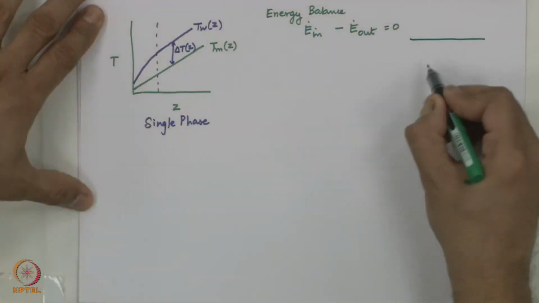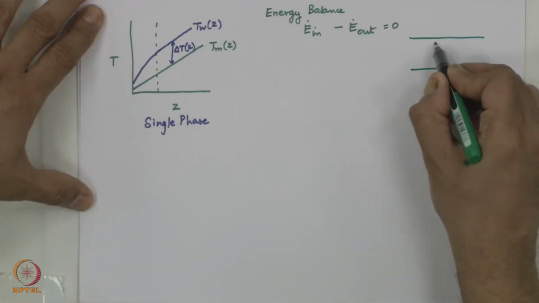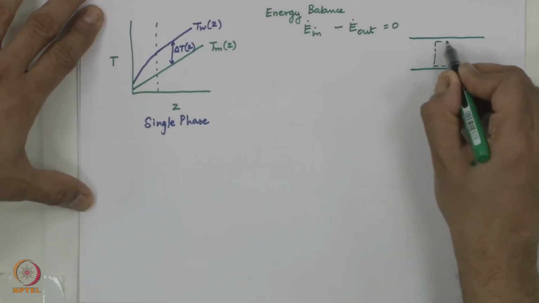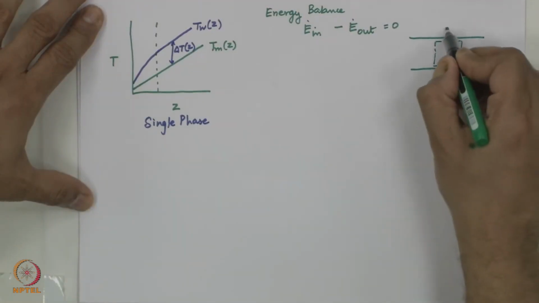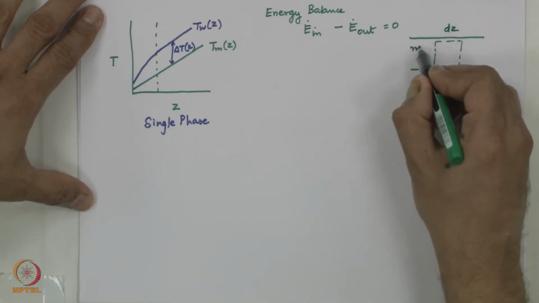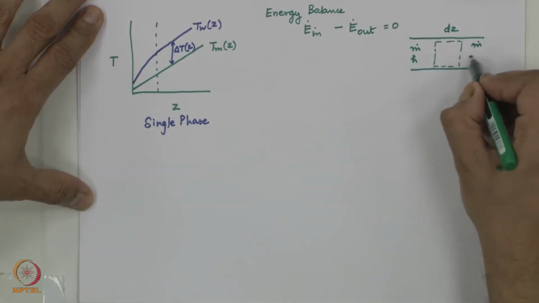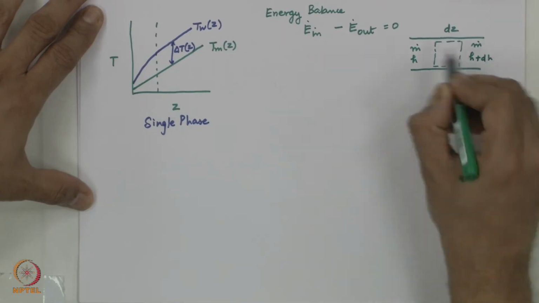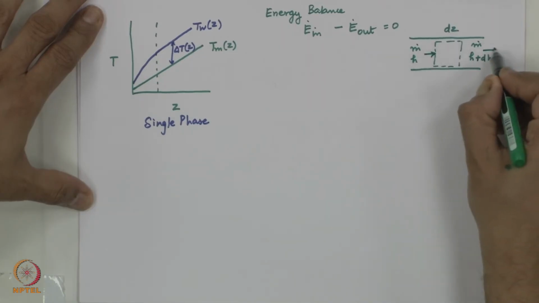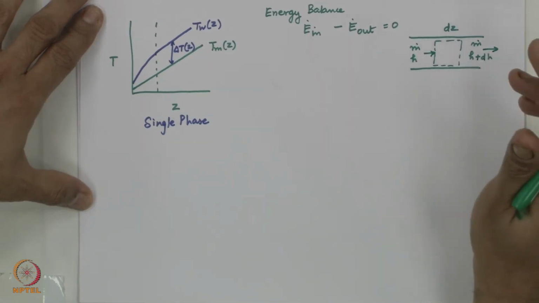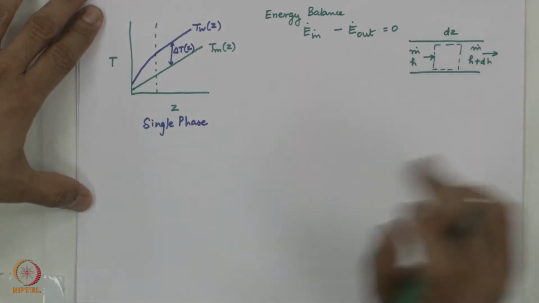So, if I take this control volume, the same rectangle of thickness delta Z or dZ, there is m dot coming in with enthalpy H, and here the fluid is going out with m dot (H plus dH), as opposed to Tm and Tm plus dTm.